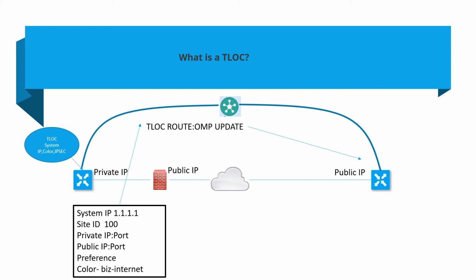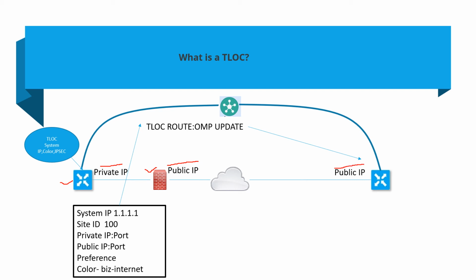So let's try to understand what a TLOC is. If I have one vEdge device, I might have some sort of NAT device in between to reach the internet. So I'm going to have the private IP address here on the vEdge device and the public IP address on the NAT device. And on the other side, I have a public IP address.